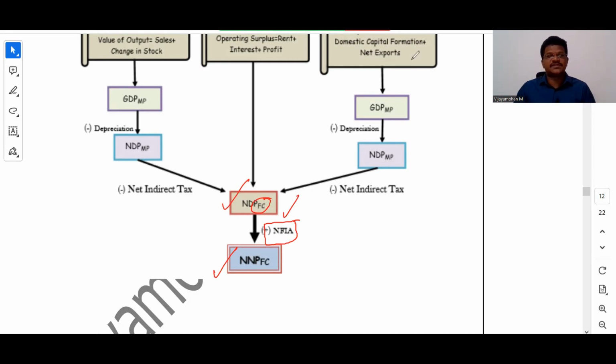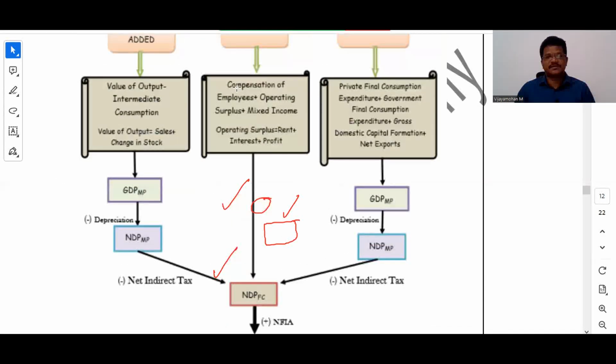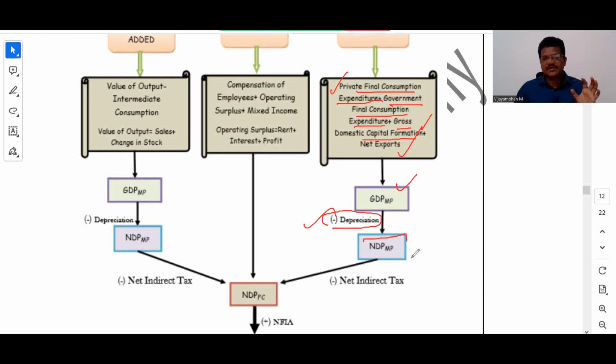Now we will see the third method, which is nothing but the expenditure method. What are the components of the expenditure method? Private final consumption expenditure plus government final consumption expenditure plus gross domestic capital formation plus net exports. If you aggregate all these things, you will get GDP at market prices directly. Again, if you remove depreciation, you get NDP at market prices.